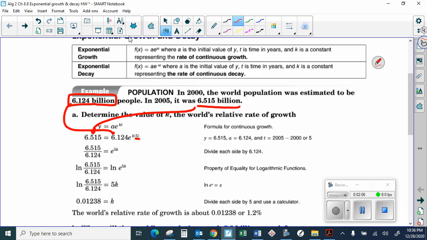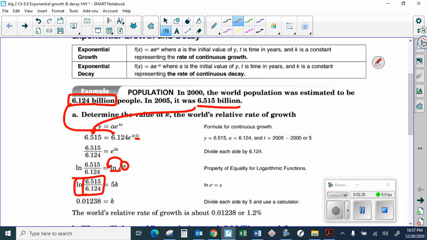So again, how do we solve all equations? Reverse PEMDAS, so we divide by 6.124 on both sides. That gives me this. Now I take the natural log of both sides. And then I can pull the 5k out front. Remember, the natural log of e is 1, so that cancels out. So I got 5k equals this right here. And last step, divide by 5.